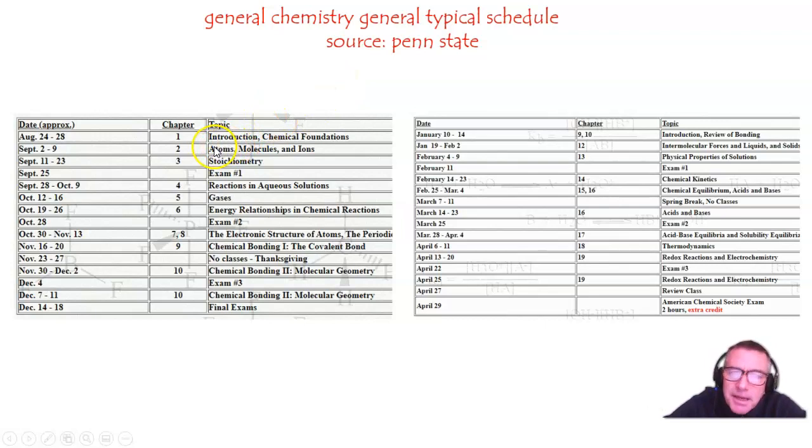Then they start talking about atoms, how to do the math associated with them, chemical reactions, gases. I'm not going to read each of these, but this might be a typical sort of order for the first semester. The second semester will pick right up there. And here's the chapters that you will cover. You should see that these resemble the same things we'll be reviewing briefly.